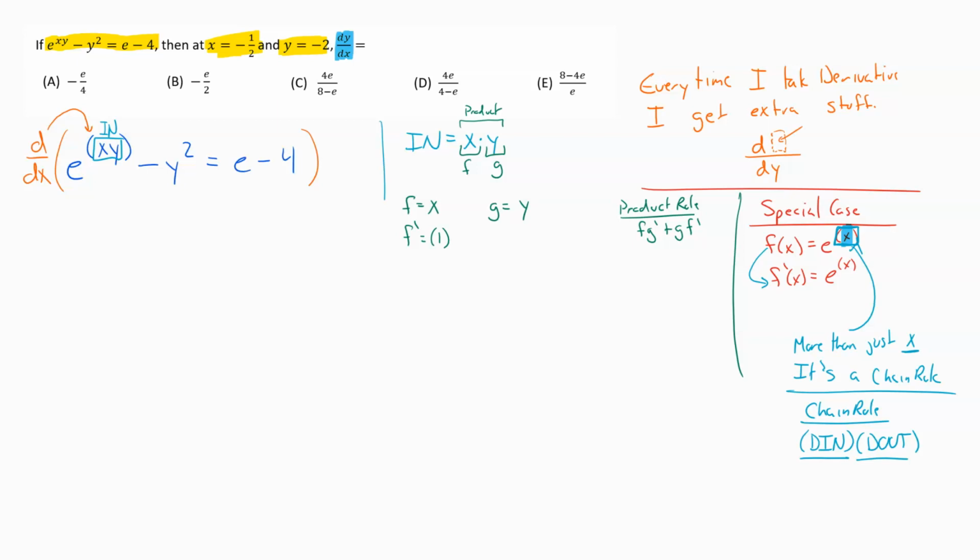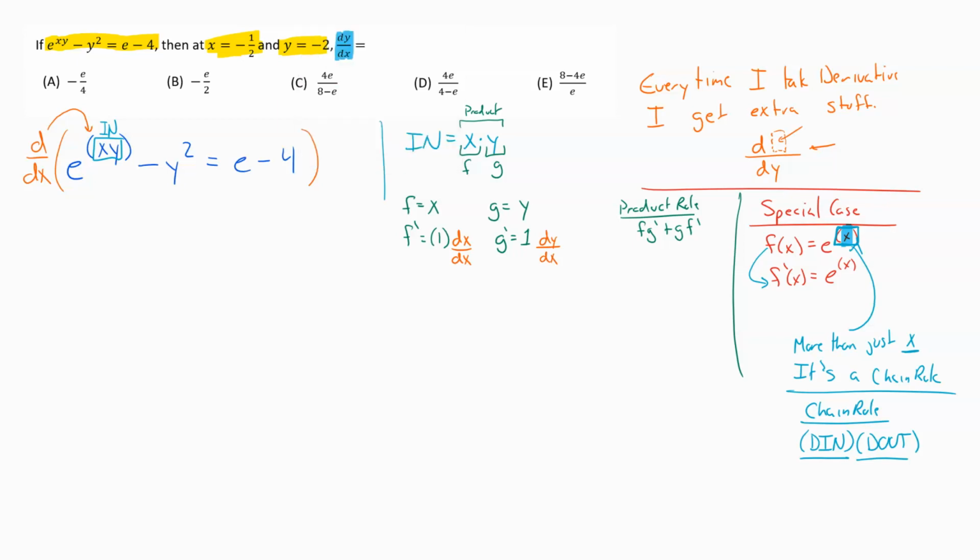I just took a derivative, so I'm going to get my extra stuff. I'm going to get this d, I took the derivative of an x this time, so dx over dx. Then I go find my g prime. The derivative of y, power rule, that would just be 1. I took the derivative of a y, so this time I get a dy dx.